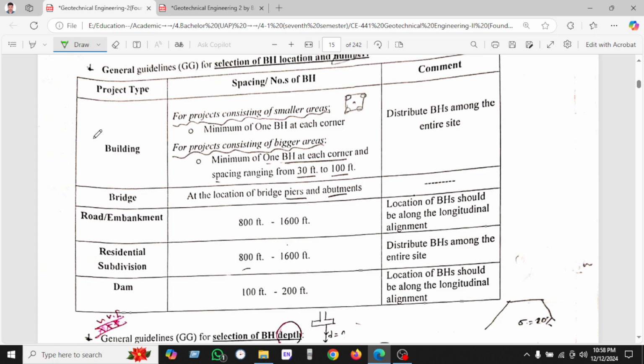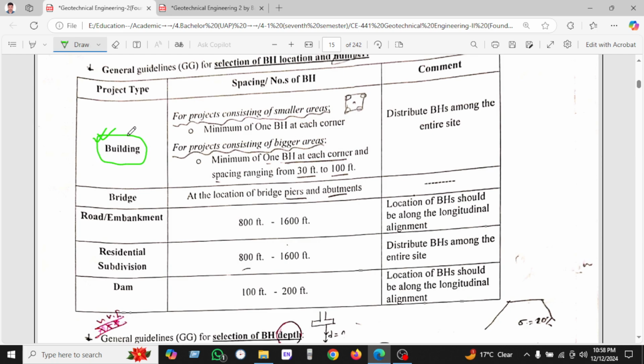So if I summarize, in most cases we construct buildings. For a small area building, we have to take a minimum of one borehole at each corner, which means if the plot is square, then we have to take four boreholes. On the other hand, for another project with a bigger area, we need a minimum of one borehole at each corner, and the spacing ranges from 30 feet to 100 feet.